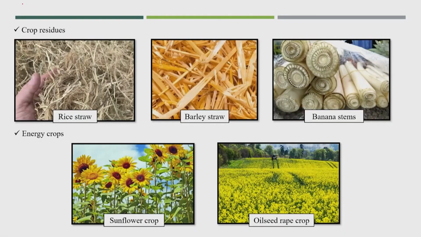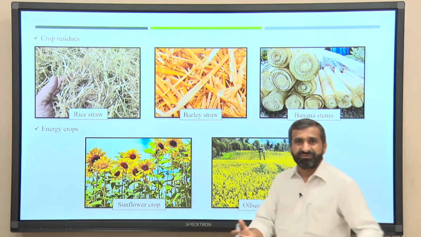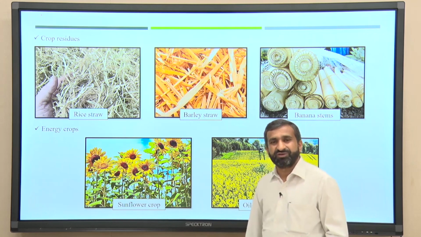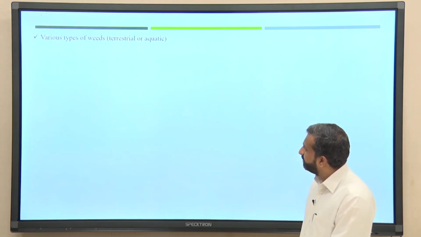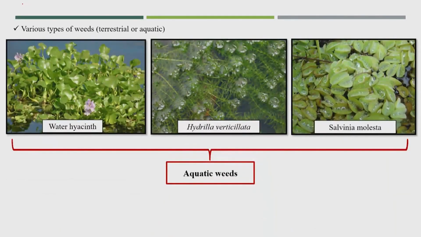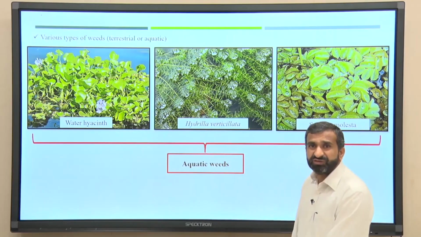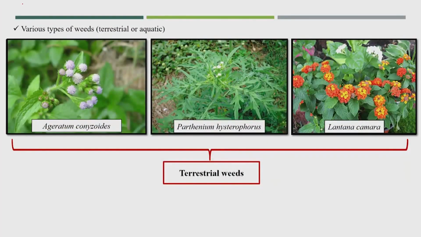Next are energy crops, like sunflower and oilseed crops. Once the product comes out of these, the remaining will be biomass. This biomass can be used for the anaerobic digestion process, but the problem is the high lignocellulose concentration. Then there are various types of weeds like water hyacinth, hydrilla and salvinia, which are all aquatic weeds. These are also lignocellulose biomass and can be useful for biogas production. These are some terrestrial or soil weeds, like this well known one, Parthenium. This well known weed is available in most states in India.